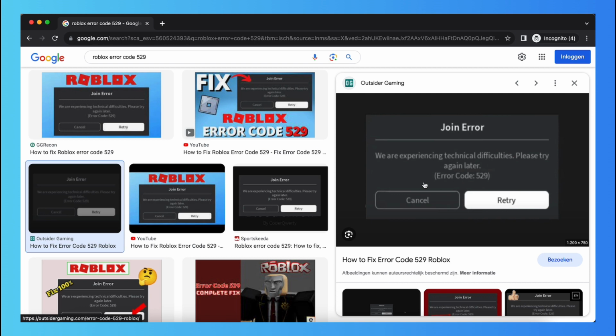Basically what you need to do is wait. So there aren't any other options. Maybe what you can try is just closing Roblox and starting it again. So that's one way of trying, but usually it's just because they are having problems with their game, or Roblox is having problems. So there isn't really a way to fix it. Just be patient and wait.